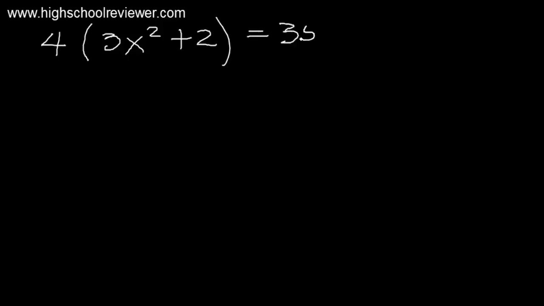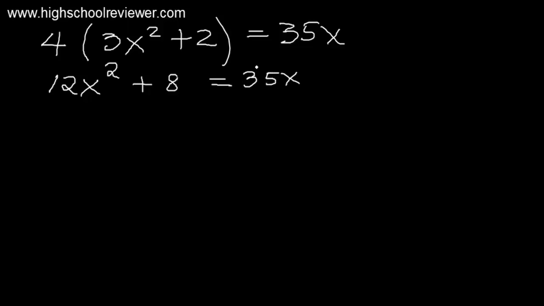Our next problem, we have 4 multiplied by the quantity of 3x squared plus 2 equals positive 35x. Okay. So first, we are going to perform the operation. So 4 multiplied by 3x squared, this will be 12x squared, and 4 multiplied by positive 2, this will be positive 8, equals 35x.